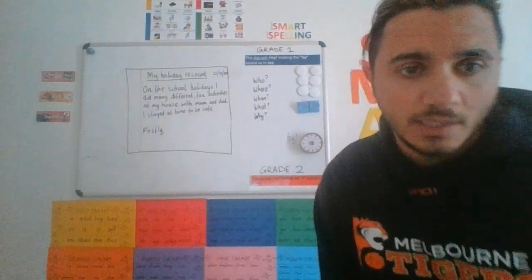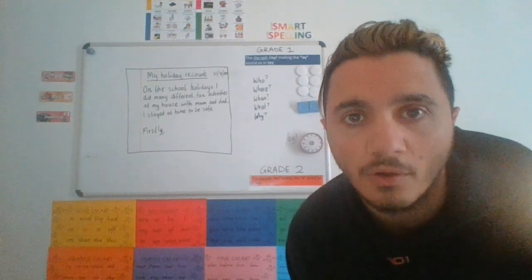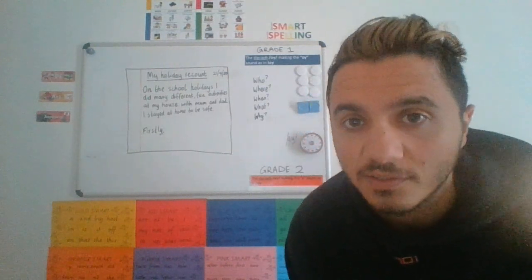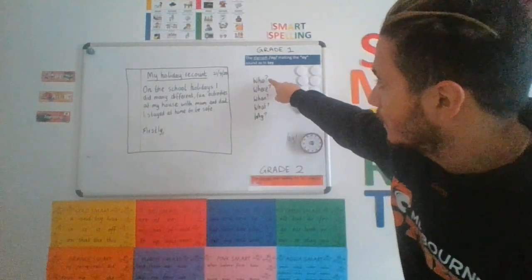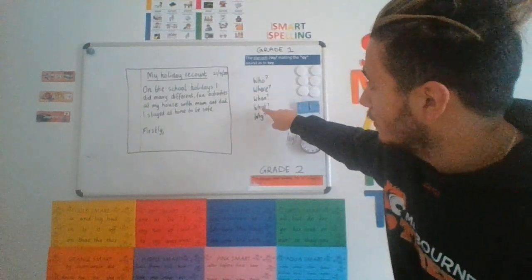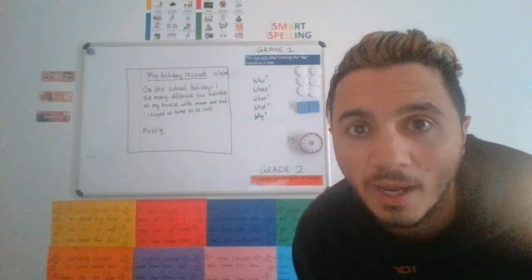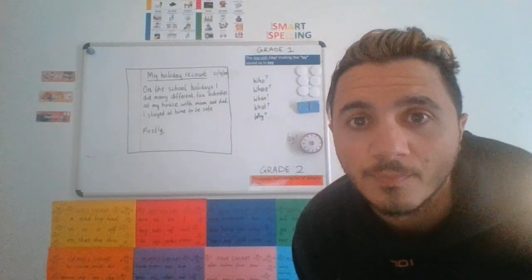Okay, so now it's over to you. I want you to have a go at writing your orientation. It's going to be slightly different to mine. I want to see that you can answer who, where, when, what, why. Say it with me. Who, where, when, what, why. Happy writing.